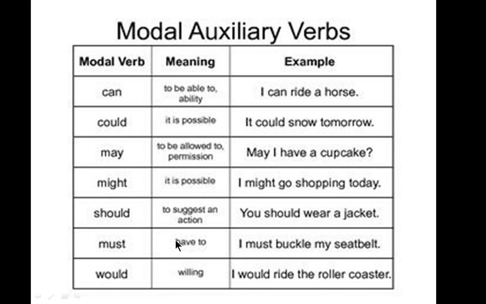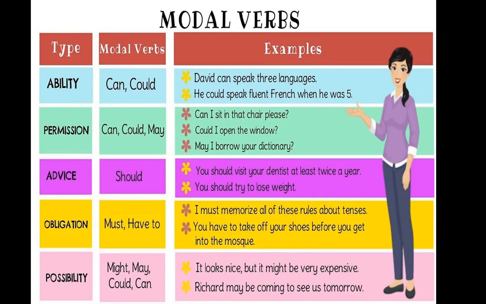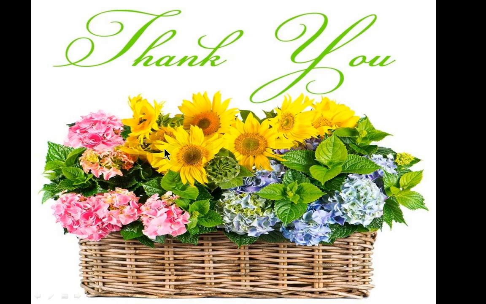That is the word should. I must buckle my seat belt. That is where the word must comes in. That means I have to. I would ride the roller coaster. It is willingness. That is where the word would comes in. So here are also some examples of the same things: ability, permission, advice, obligation, possibility. You can read the examples and note them down. If any confusion is there, I hope all the points are clear. Thank you.